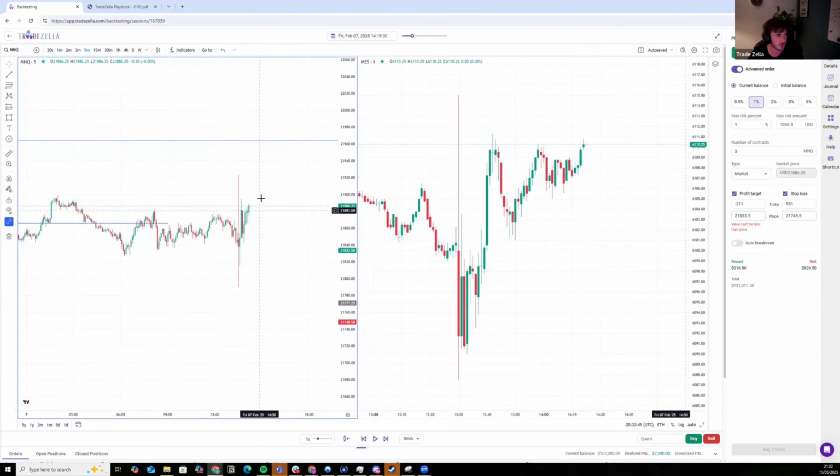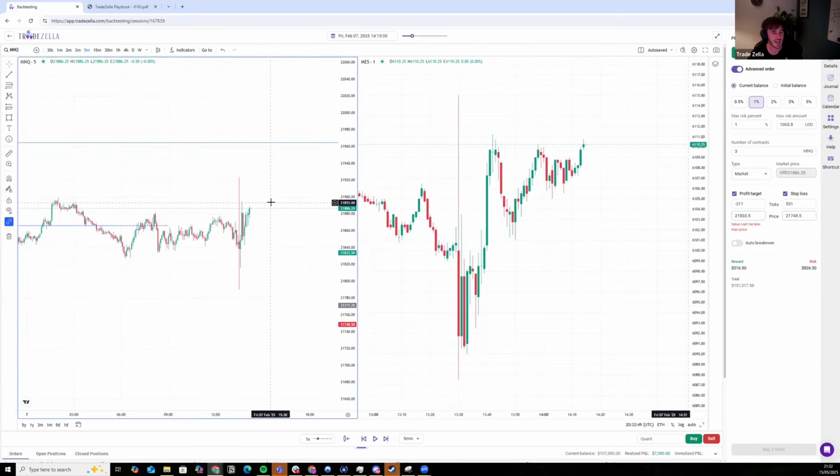This is good because it's quite mechanical, and it gives you a very systematic approach to follow that says, if I don't get an inverse fair value gap and I don't get an SMT, I don't get into this trade. But there is quite a bit of discretion that goes into this model.